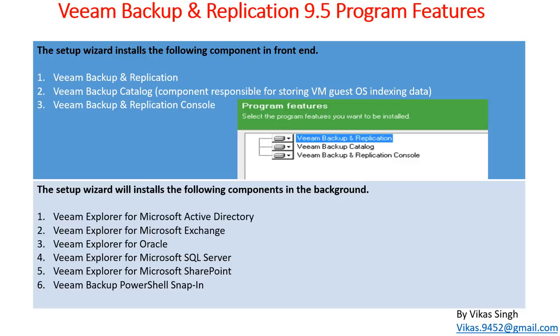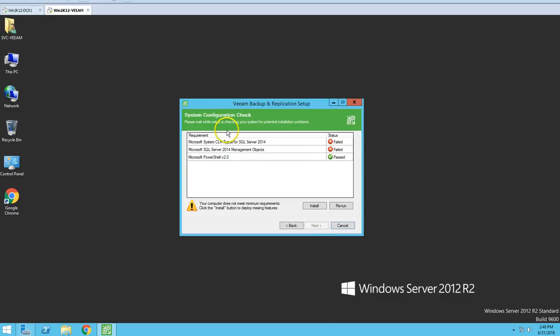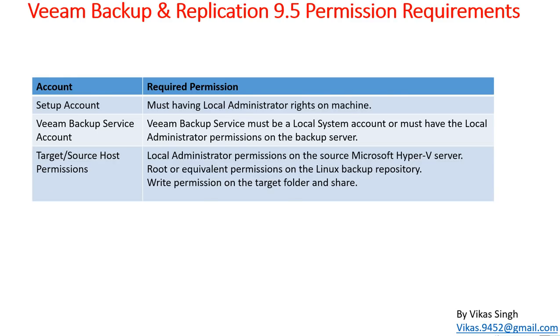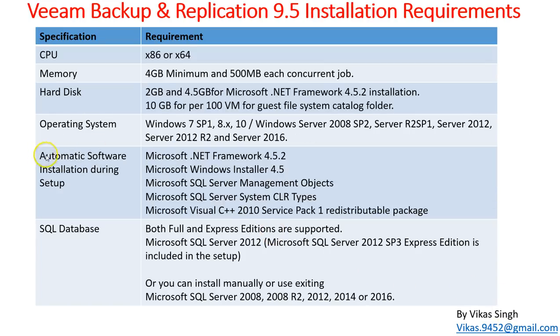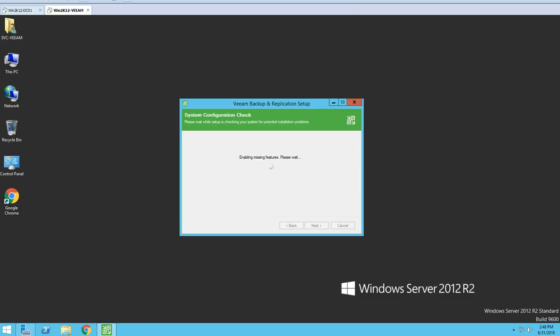As I told you before, if you go here, it's going to install three features by default: Veeam Backup and Replication, Veeam Backup Catalog, and this thing. So everything is looking good here, so we can click on next. You can see it's missing a few prerequisites which were mentioned here. It's going to automatically install all the features, so I just need to click on install.